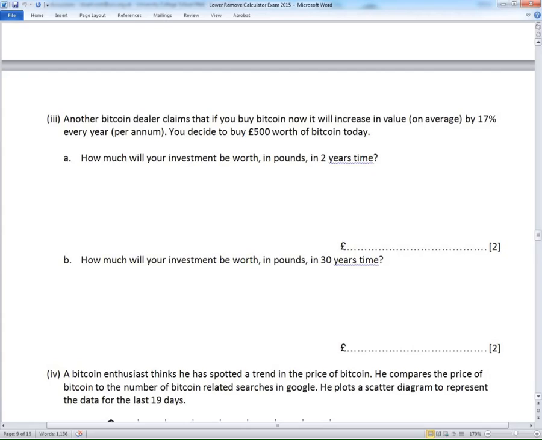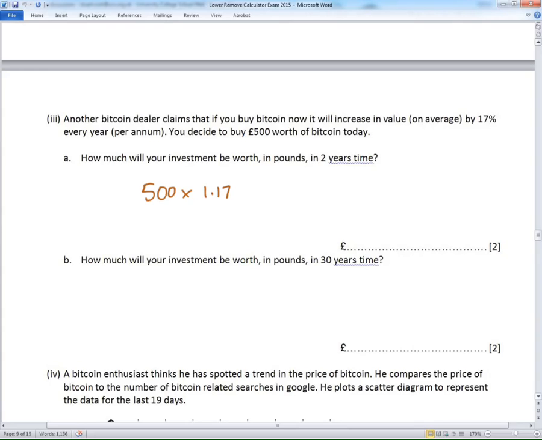Part 3. Another Bitcoin dealer claims that if you buy Bitcoin now, its value will increase on average by 17% every year. If you buy £500 worth of Bitcoin, how much will it be worth in 2 years' time? So if something increases by 17%, we should know that the multiplier is going to be 1.17, finding 117%. So we take that 500, multiply it by 1.17.